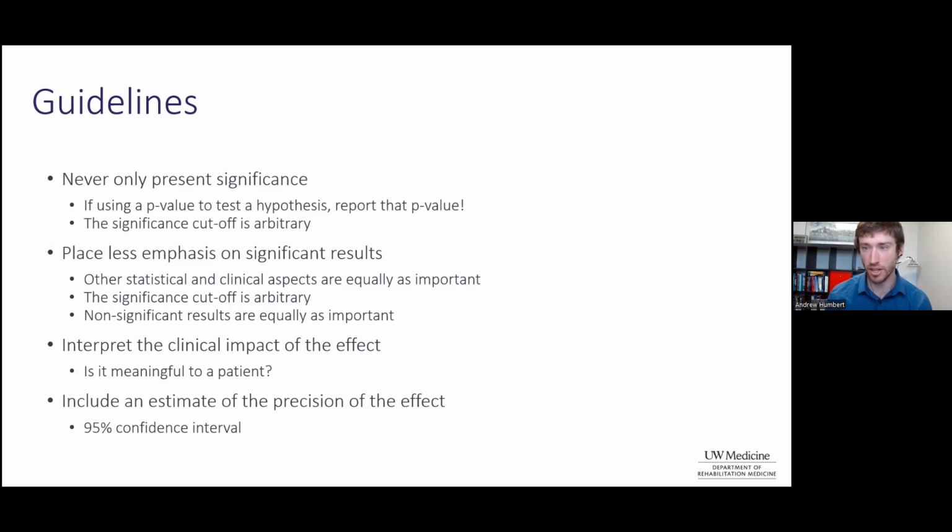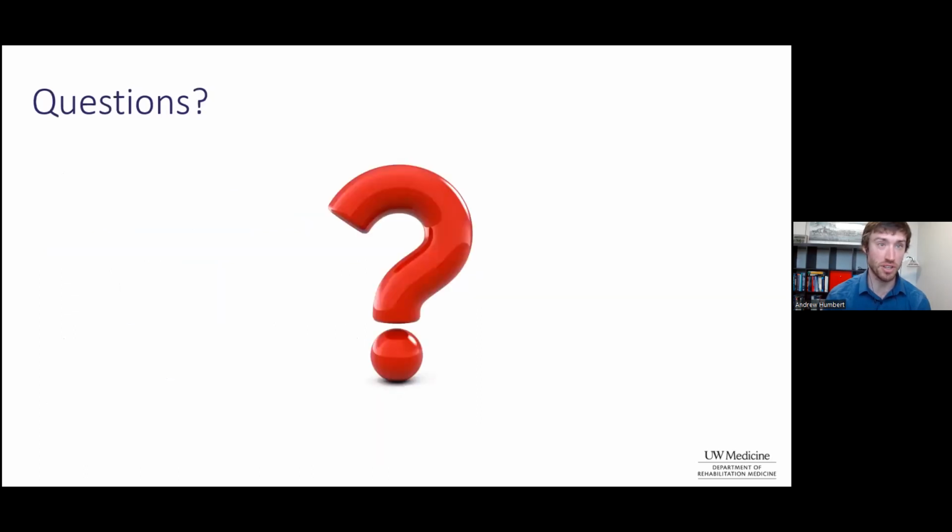And then again, the guideline includes some estimate of precision. A 99% confidence interval is fantastic if there's space for it, but there are other alternatives such as standard errors, or even, at the very minimum, including an effect size as well to give some framework for that clinical relevance in addition to the significance.